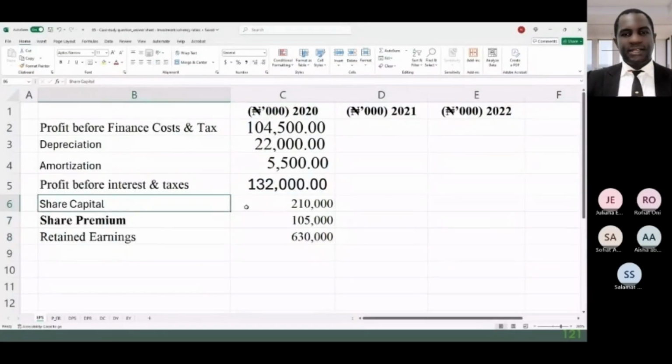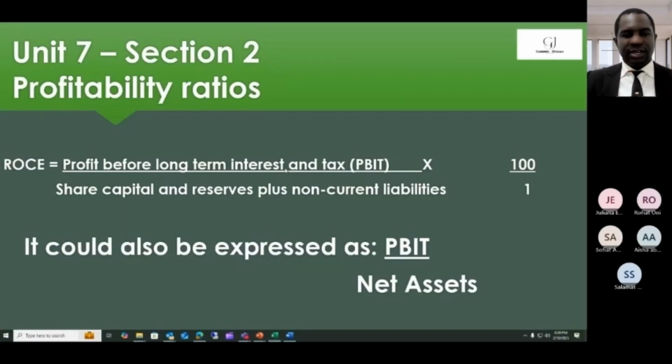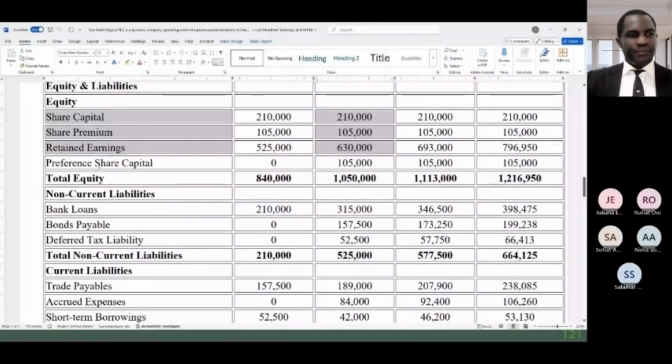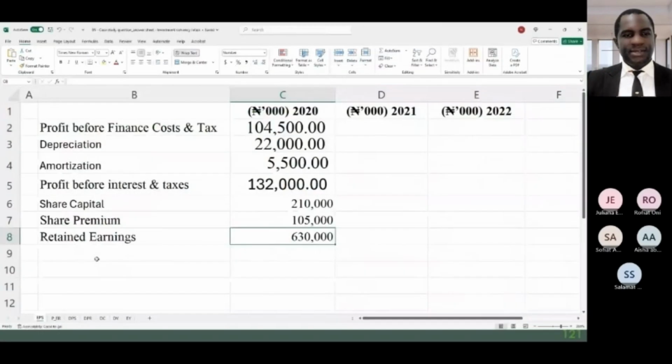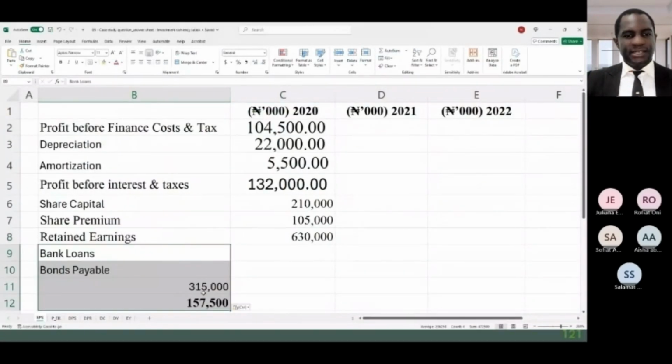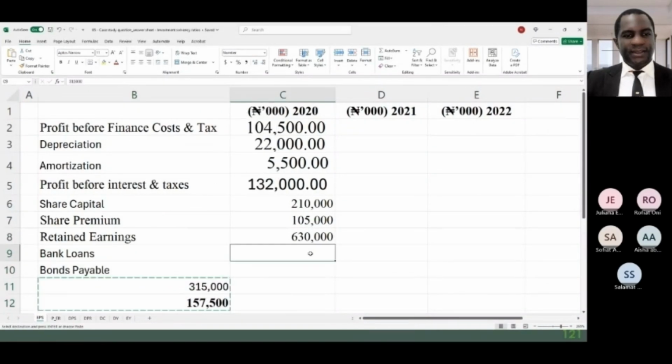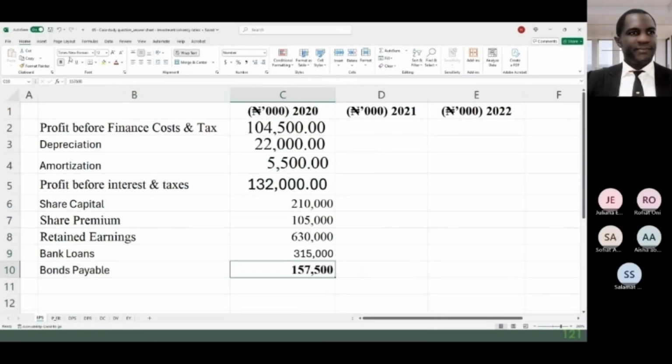Okay, so our share capital is 210, our share premium is 105, and our retained earnings is 630. So let's take our non-current liability from the question. We have bank loan 315 and bonds payable 157, so we'll take that also. And I know somebody will ask, why are we not taking deferred tax liability? I will explain that shortly. We are not taking deferred tax liability to calculate the return on capital employed.